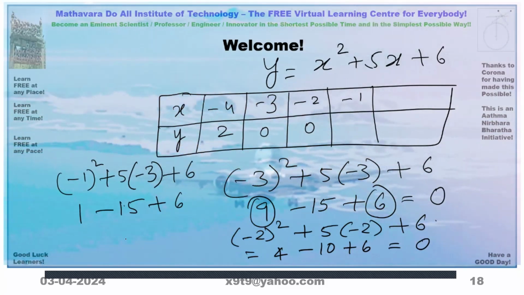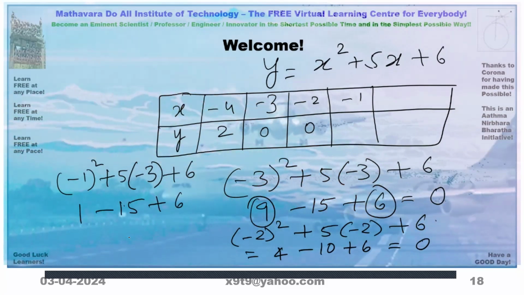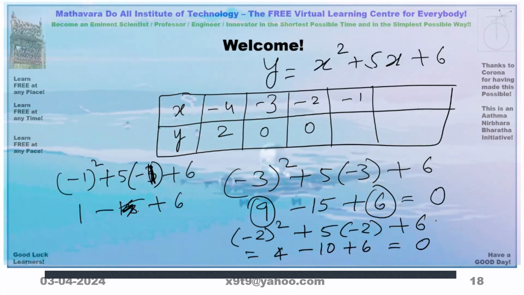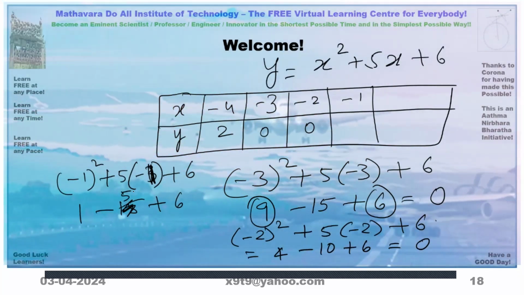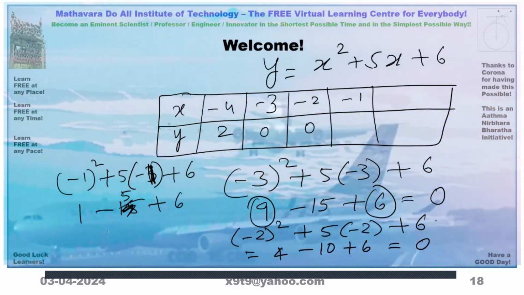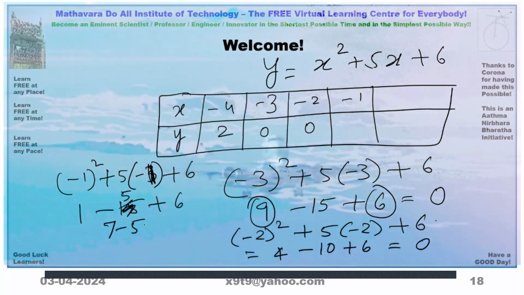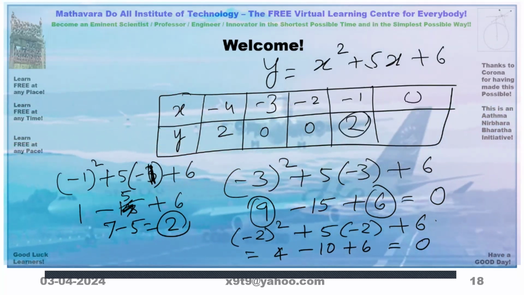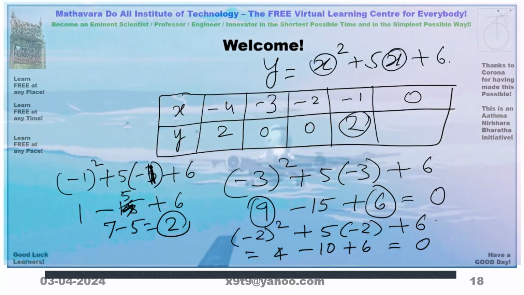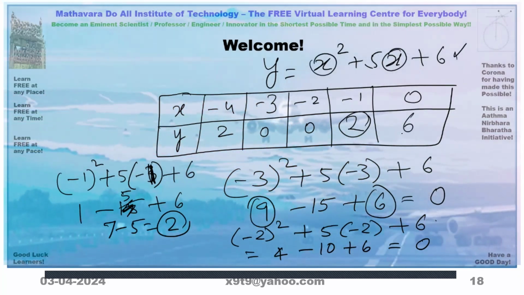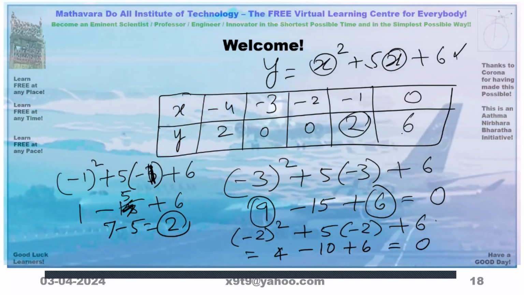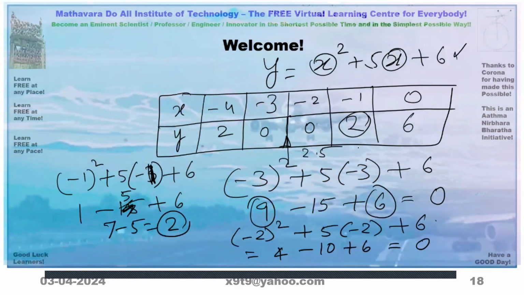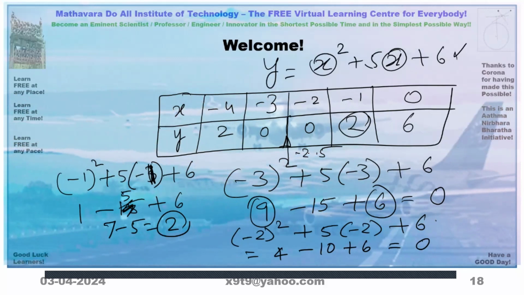You will get, whether you have made any mistake here, I think we are trying to put minus 1 here. This is minus 1. So 6 plus 1, 7, minus 5 will be 2. Suppose we put 0 here, you will get 6. Now suppose we put some in-between point here like minus 2.5.